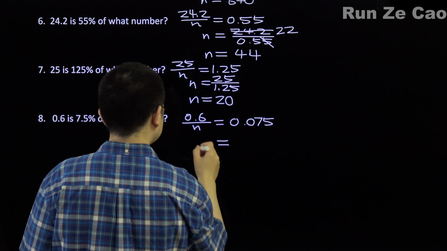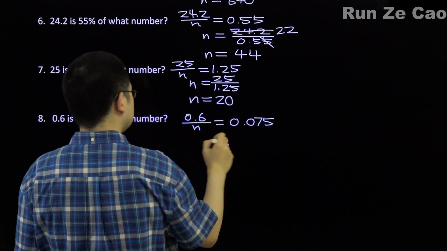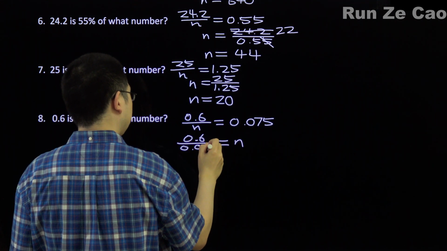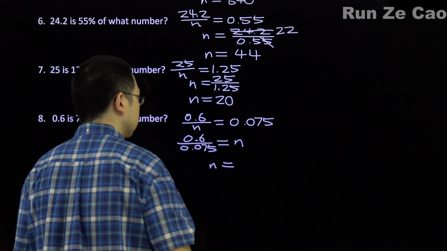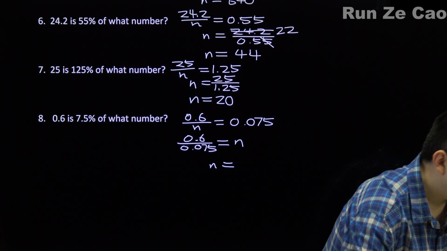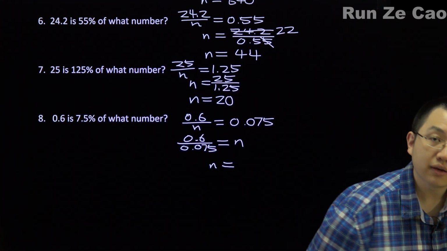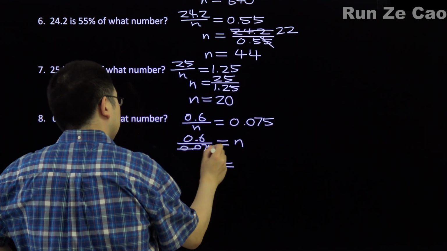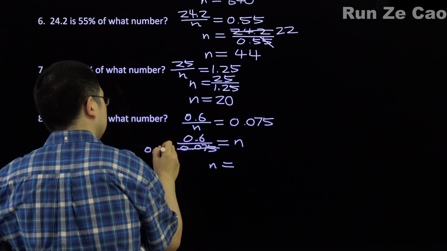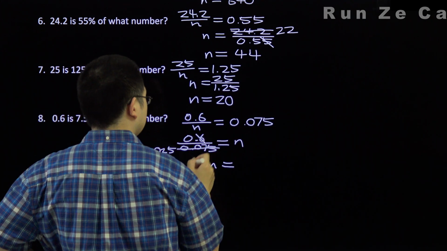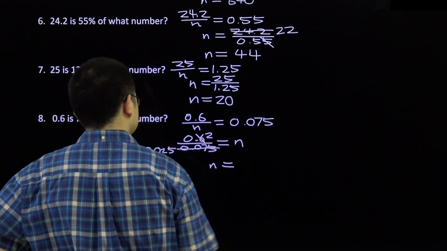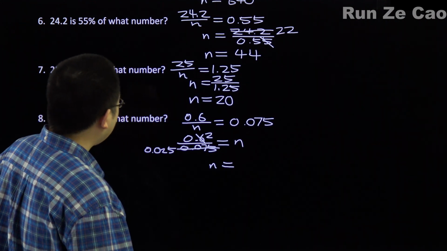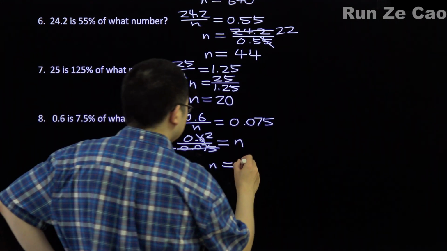So n is equal to 0.6 over 0.075. And rearranging and simplifying, that gives us what? Hey guys, what happens if we factor out a 3 from both of these? We end up with 0.025, and we end up with a 2 up here. 0.2 divided by 0.025. N equals 8.